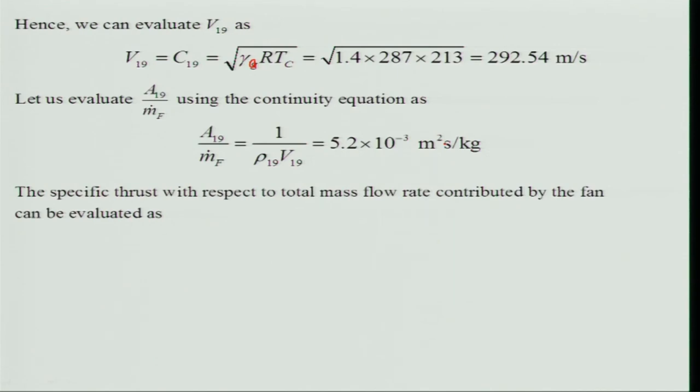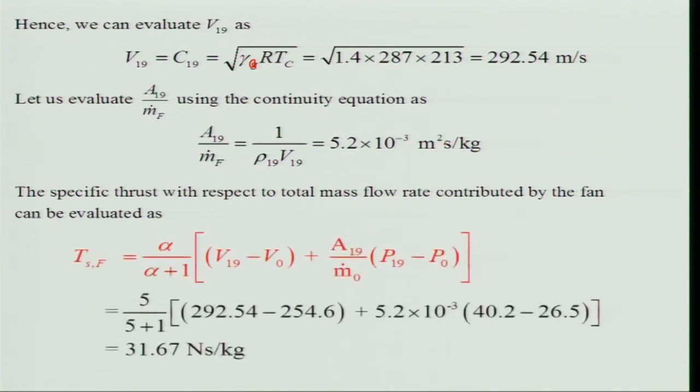The specific thrust with respect to the total mass flow rate contributed by the fan can be evaluated, because we know that TSF is alpha divided by alpha plus 1, where alpha is your bypass ratio, which is equal to 5. In this case, you substitute values: V19 we have evaluated, V0 we have evaluated, and this portion we have also evaluated, with respect to F. This is P19 by P0. P19 is higher than P0 in this case. When you substitute these values, you will get 31.67 newton second per kg. I think this will be kilonewton second per kg.